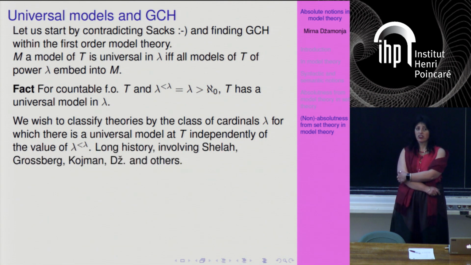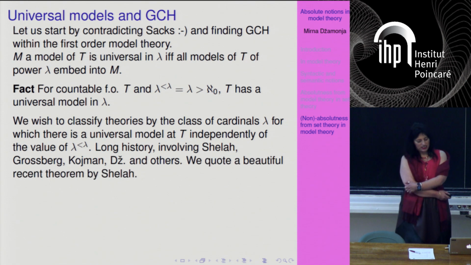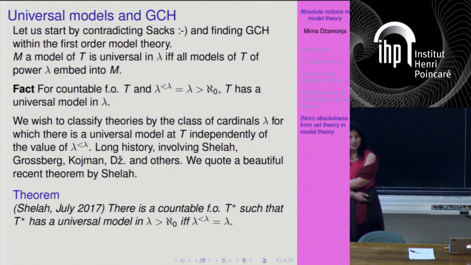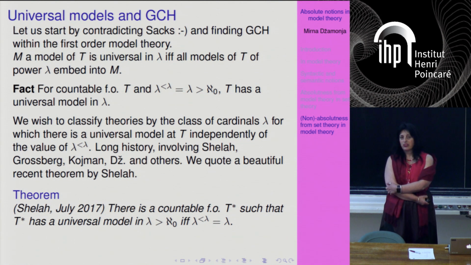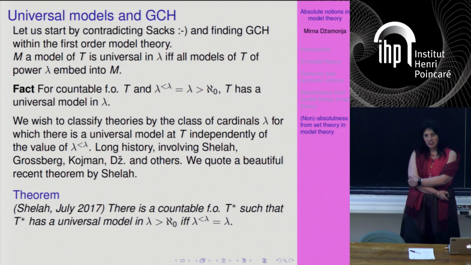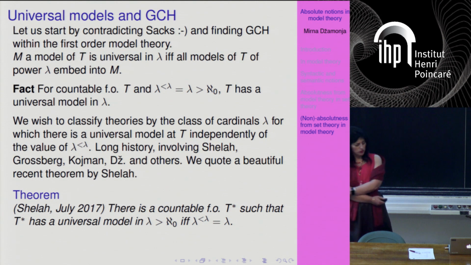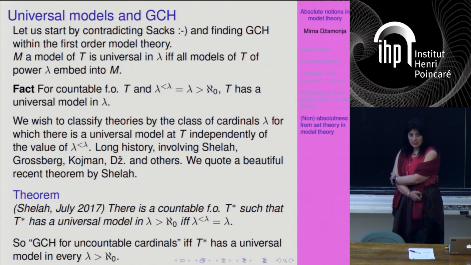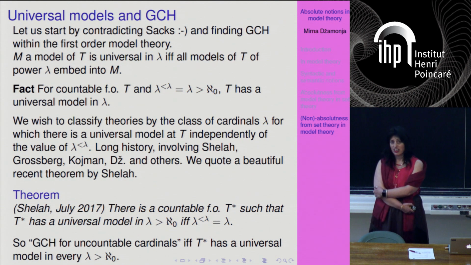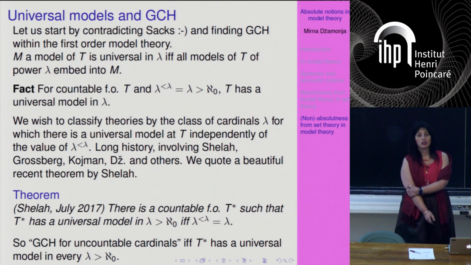This work has a very long history involving Shelah, Grossberg, Kojman, myself, and many others. And there is a very beautiful recent theorem by Shelah which achieves a crowning point to this program. It shows that there is a countable first-order theory, T star, which is the worst possible. It has a universal model in lambda if and only if lambda to the less than lambda is equal to lambda. So GCH for uncountable cardinals is exactly the statement that T star has a universal model in every lambda. So we can state GCH in a model-theoretic way, even using first-order model theory.